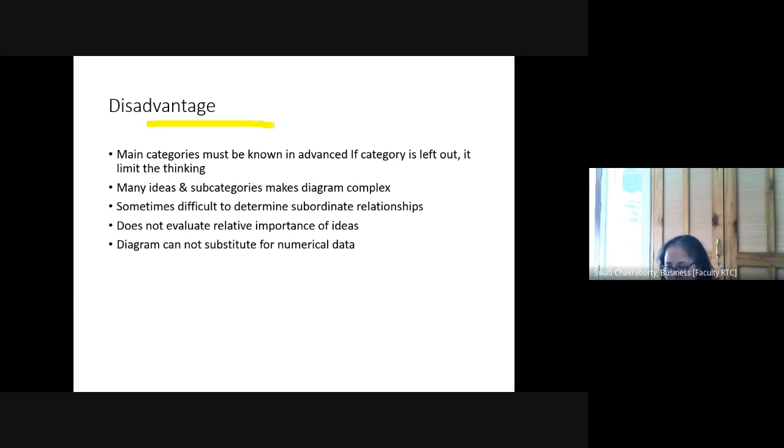Now, the disadvantages of the fishbone diagram: the main categories must be known in advance. And if a particular category is left out, it limits the thinking. If there are many ideas and subcategories, that can make the diagram very complex. And sometimes it's difficult to determine the subordinate relationship between the sub factors. It does not evaluate the relative importance of ideas, how important one idea is as compared to the others. And the diagram cannot substitute for numerical data. Whenever you have numerical data, it is not possible to use a fishbone analysis.